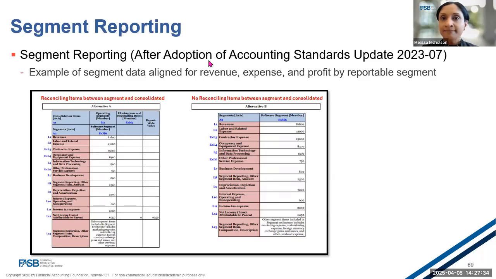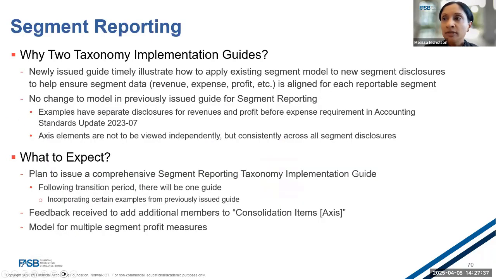Next slide, please. And as to why there are 2 guides, we wanted to ensure that these examples could be illustrated timely for those preparers that would need to apply the existing segment model to their new disclosures. And as to what to expect going forward, the plan is to issue a comprehensive segment reporting taxonomy implementation guide. Following the transition period, there will just be one guide that would incorporate certain examples from the previous guide, as well as the examples in the new guide.